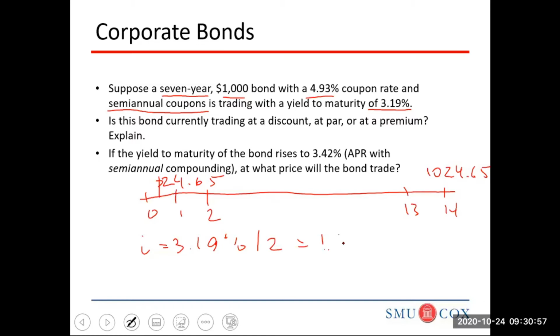1.595% to be precise. All right. Well, the number of periods is 14. We've got the interest rate. We've got payments. Can somebody calculate the present value of these cash flows?